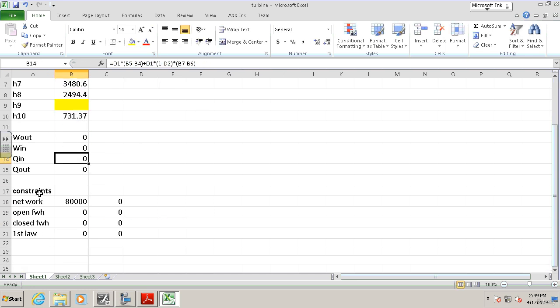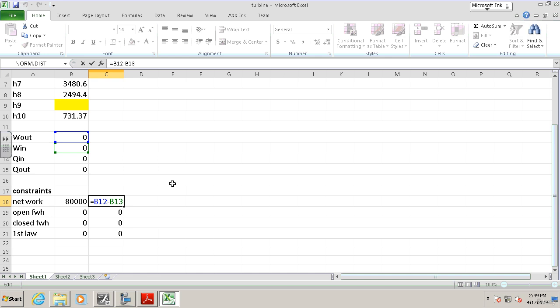Then I actually made the constraints. Remember, the net work has to be 80,000 kilowatts. So I made an equation. This is a very simple equation because it's just B12 minus B13, work out minus work in. Because I already have the expressions for work out and work in, it's really easy to just put that right there.